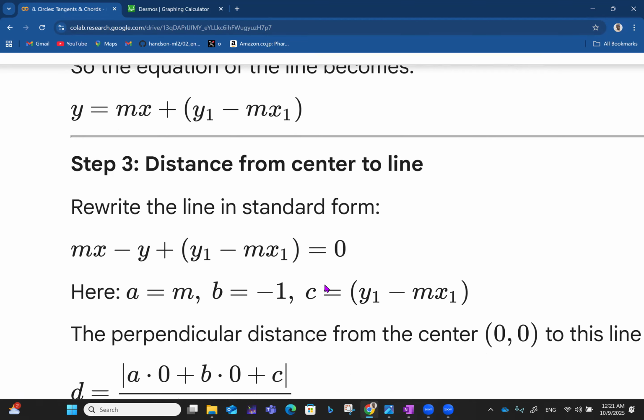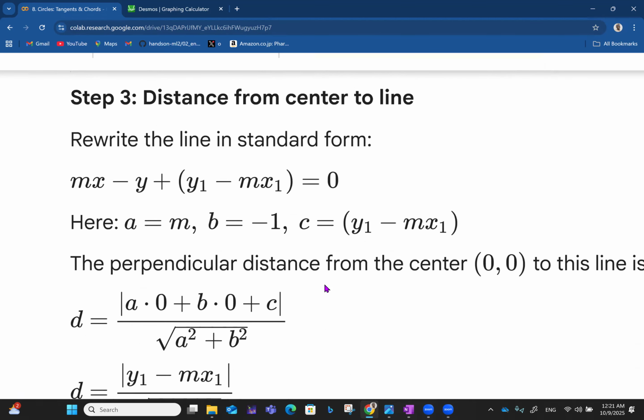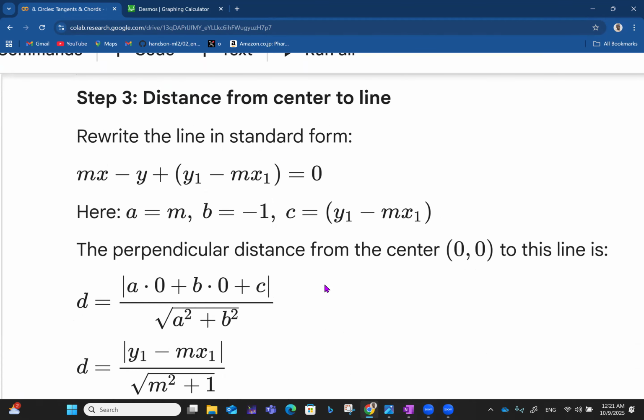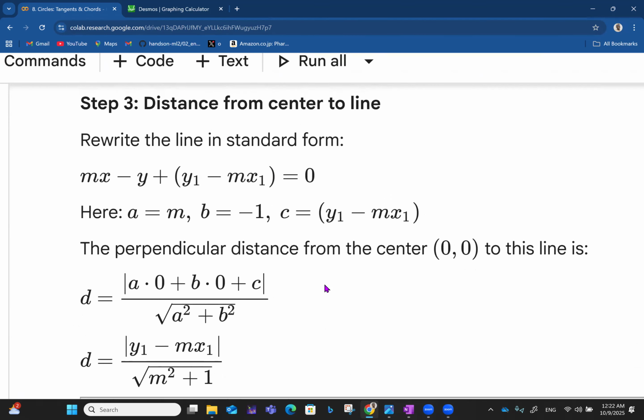Then we talk about the distance from the center of the circle to the line itself. Of course, that'll be the radius. We can rewrite the line in standard form to say we have mx minus y plus y1 minus mx1 equals 0. So here a is this m, the coefficient of x. Then b is the coefficient of y, that's -1. And c is y1 minus mx1.